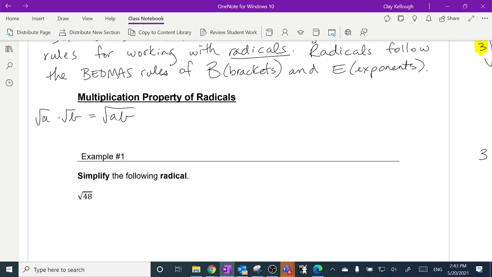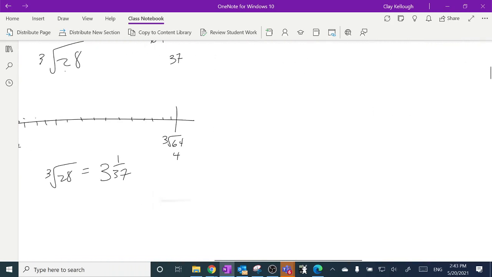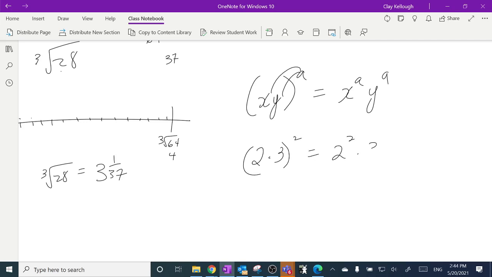Hey, does that look familiar to you? Have you ever seen a rule like that before? Yeah, you have. You saw it in grade 9, in something called the power of a product rule, that said that you can distribute a power into a product. So for example, (2 times 3) squared is the same as saying 2 squared times 3 squared. Prove it if you don't believe it. 2 times 3 is 6, 6 squared is 36, 4 times 9 is 36.